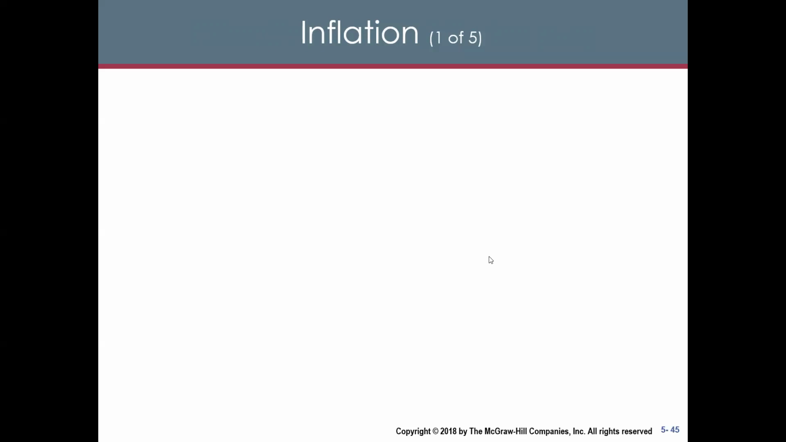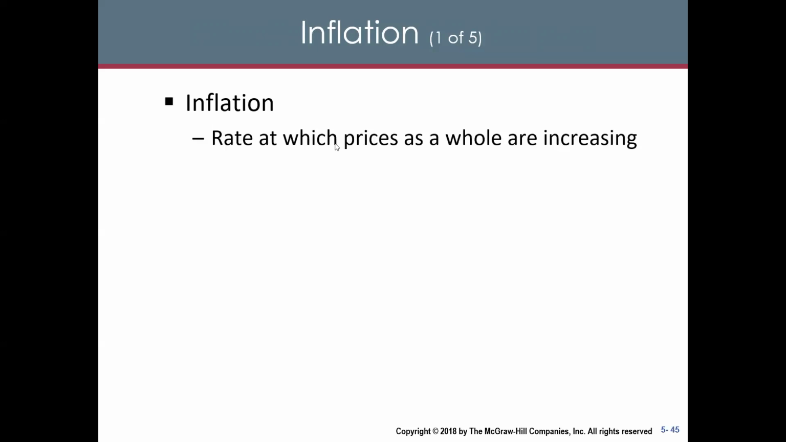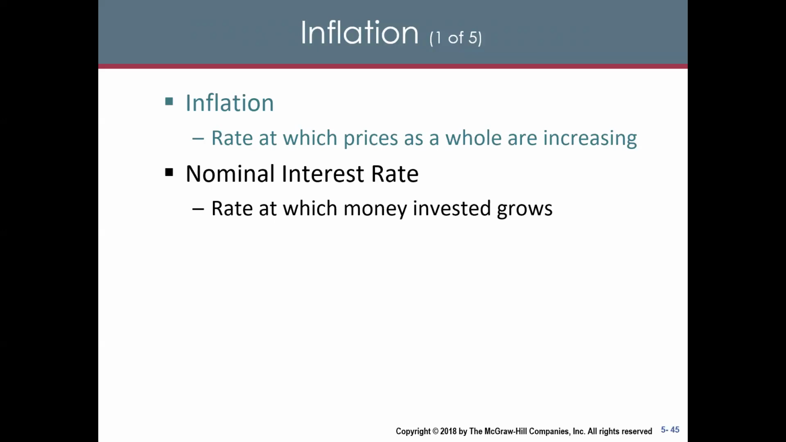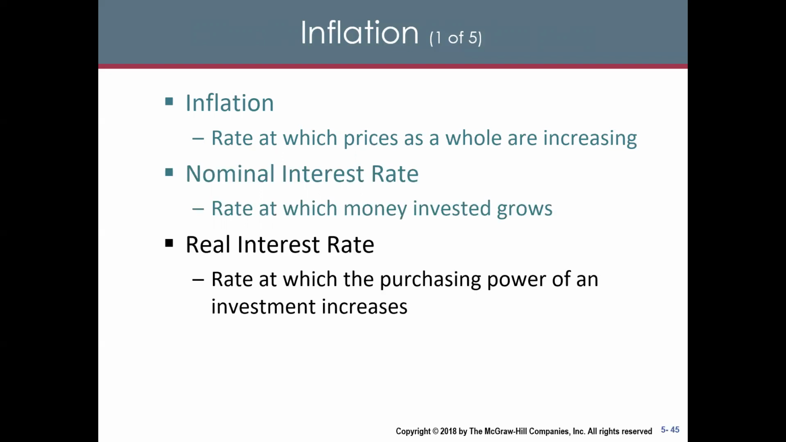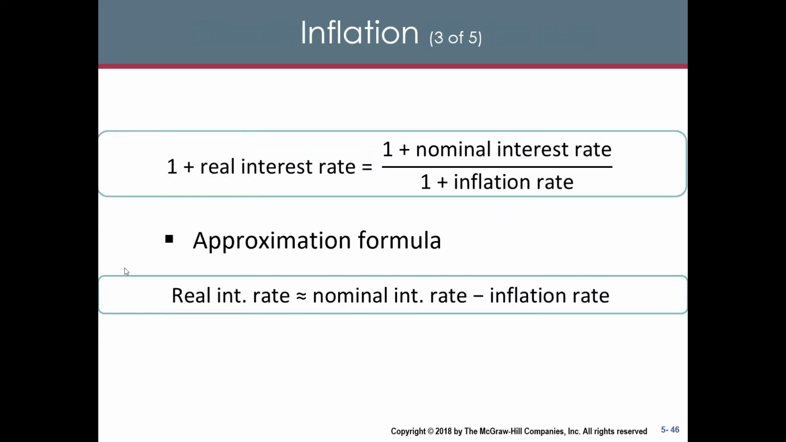So next we are going to talk about inflation. This is going to be like a review for your micro class. First, the definition. Inflation is the rate at which prices as a whole are increasing. And the nominal interest rate is the rate at which money invested grows. And the real interest rate is the rate at which the purchasing power of the investment increases. And the formula gives 1 plus the real interest rate equals 1 plus the nominal interest rate divided by 1 plus the inflation rate. This is the exact formula to calculate the real interest rate.